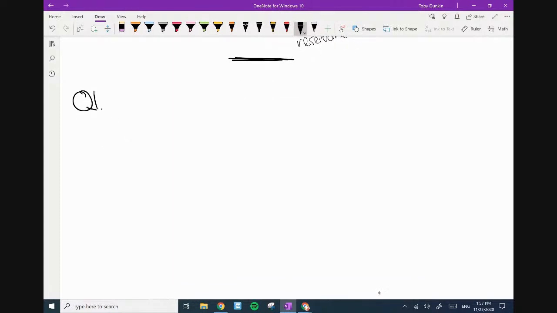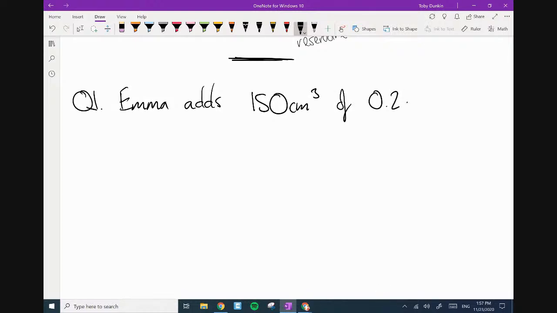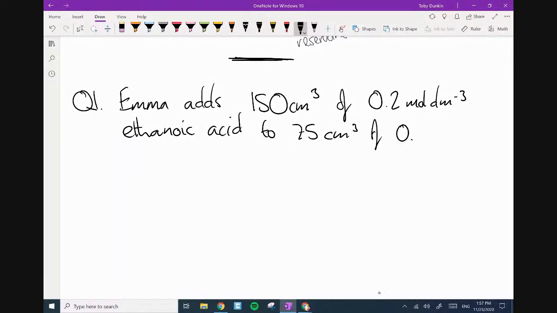So what we're going to do, I'm going to say, Emma adds 150 centimeters cubed of 0.2 moles per dm cubed ethanoic acid to 75 centimeters cubed of 0.2 moles per dm cubed sodium hydroxide.